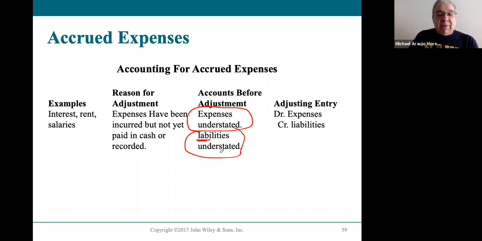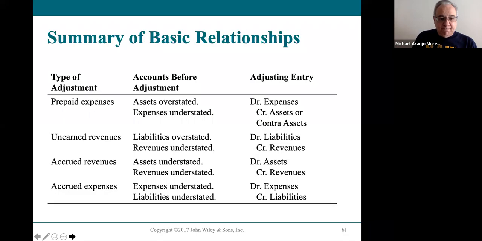But the liabilities of the company would also be understated because they would not be able to set up those payables. And remember, payables are liabilities. So that would be an issue. Okay.